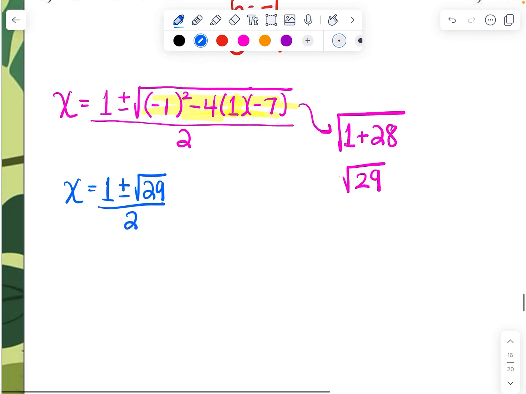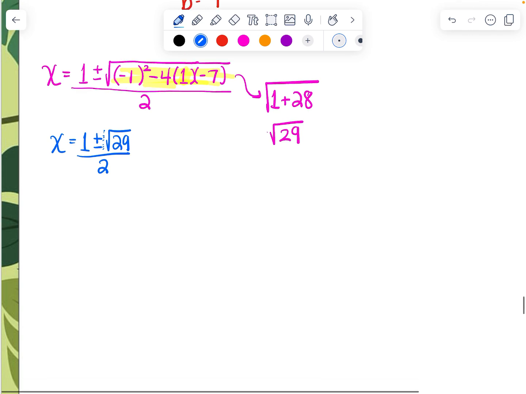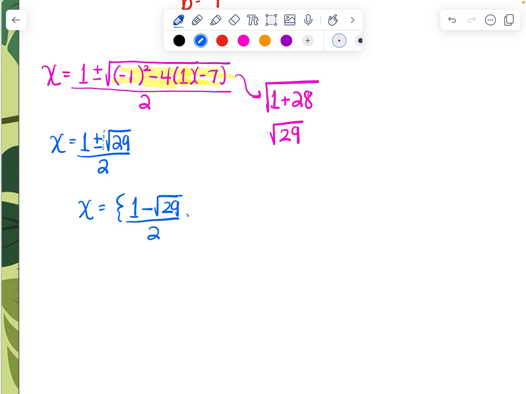1 can't be divided evenly by 2, so there's no way to simplify 1/2, it's just 1/2. And I know that there's an understood 1 out in front of that square root of 29. I can leave it just like this. So I don't have to break that up into anything crazy. I can just say x is equal to 1 minus the square root of 29, all divided by 2, or 1 plus the square root of 29 divided by 2.